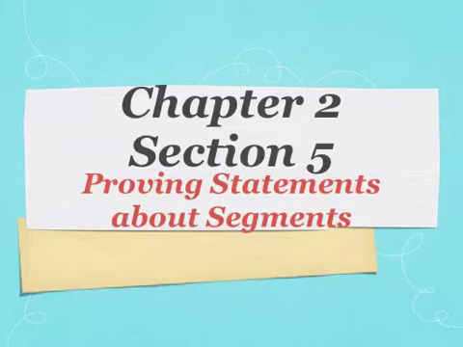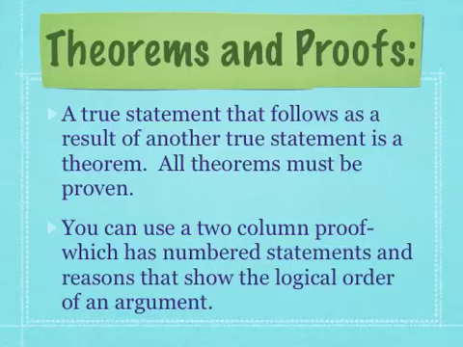Chapter 2, Section 5, Proving Statements about Segments. Theorems and Proofs. A true statement that follows as a result of another true statement is a theorem. All theorems must be proven. You can use a two-column proof, which has numbered statements and reasons that show the logical order of an argument.